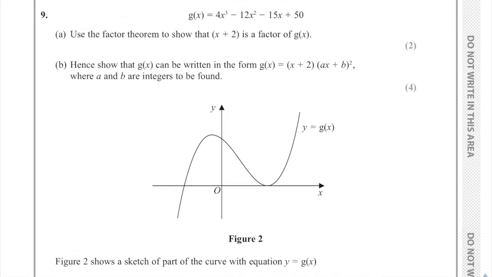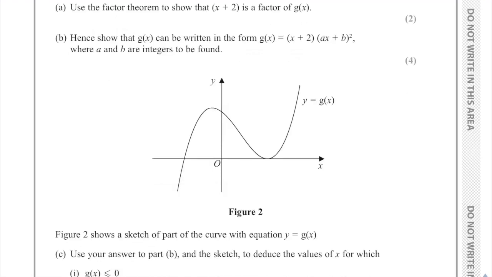Now, part B says, hence show that g of x can be written in the form g of x equals x plus 2 multiplied by ax plus b all squared, where a and b are integers to be found.